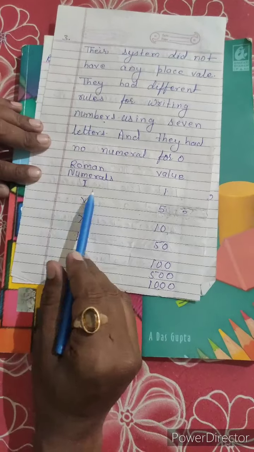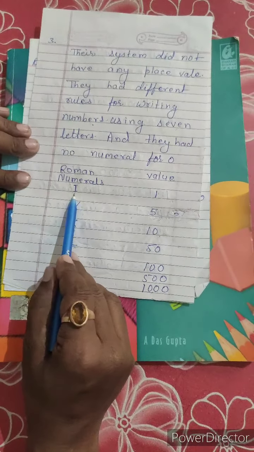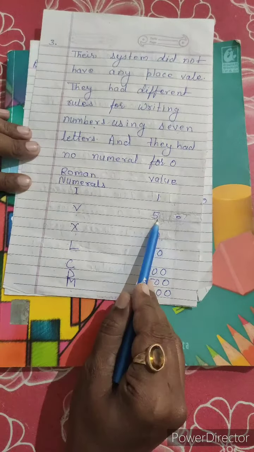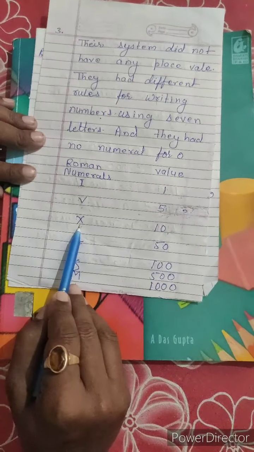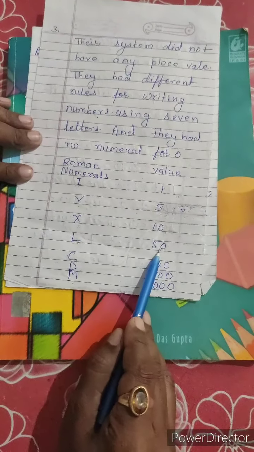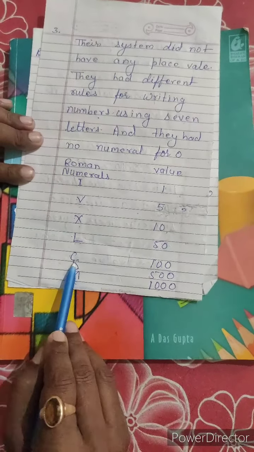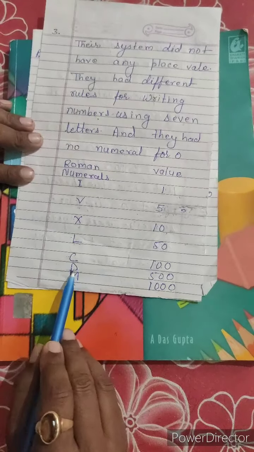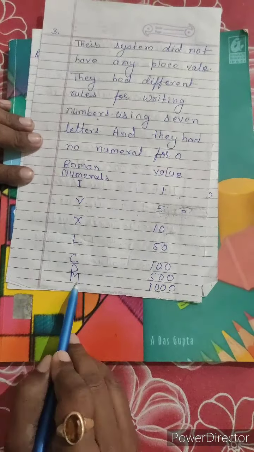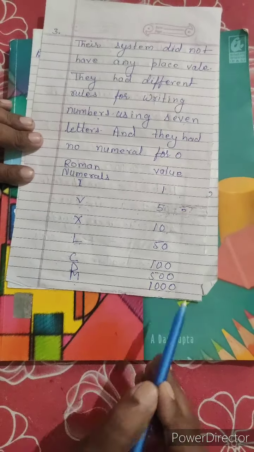Again I am explaining: for the alphabet I the value is 1, for V the value is 5, for X the value is 10, for L the value is 50, for C the value is 100, for D the value is 500, for M the value is 1000.